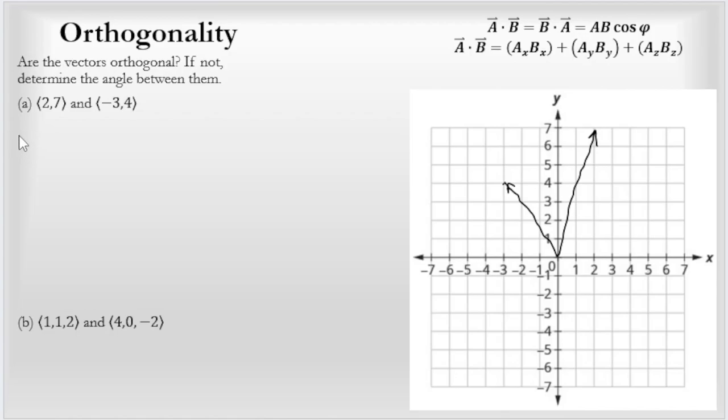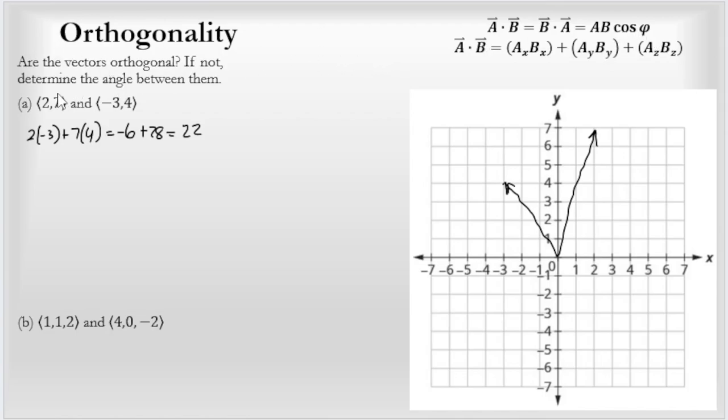So let's do the two dotted into each other. I get 2 times -3 plus 7 times 4, which is -6 plus 28, which is a positive 22. So that's the dot product between these two. It doesn't tell me anything about the angle yet, it just tells me what the dot product is. Well, I'm going to play the game that I did on the previous problem, where now I know the dot product and I can solve for another variable in the equation.